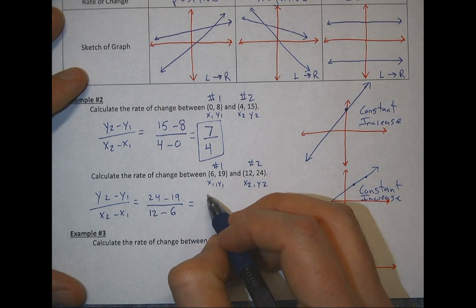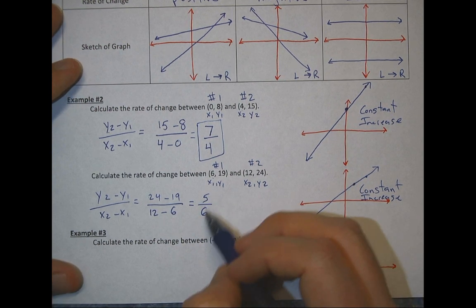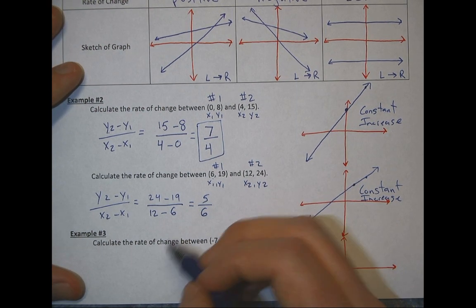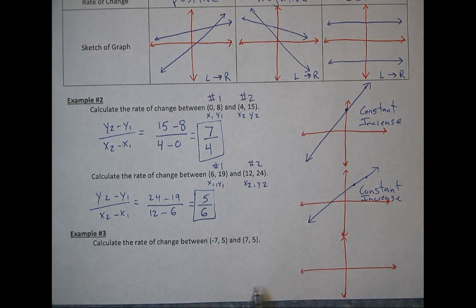Okay, so I'm going to get a positive 5 on top. I'm going to get a positive 6 on the bottom. If you were to get something that can be simplified, then you should simplify it, but 5/6 is fully simplified. And that's a good rate of change.